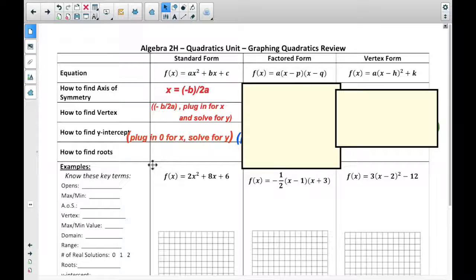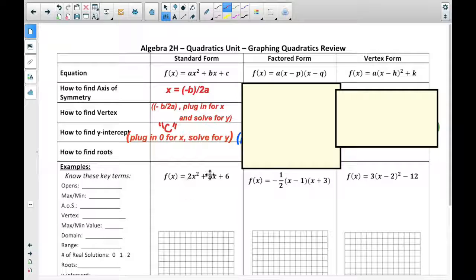To find the y-intercept, you plug in 0 for x and you solve for y, which in the case of standard form will always just be c. So yes, you plug it in, but as it turns out, if you plug in a 0, you're just going to get c. Okay, how to find the roots? We have not learned that yet. We're going to learn that in the next part of this unit, but for now, we haven't learned it yet.